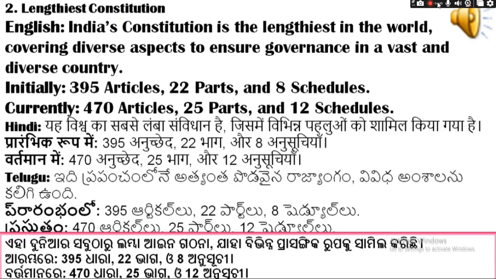Lengthiest constitution. India's constitution is the lengthiest in the world, covering diverse aspects to ensure governance in a vast and diverse country. Initially, 395 articles, 22 parts, and 8 schedules. Currently, 470 articles, 25 parts, and 12 schedules.